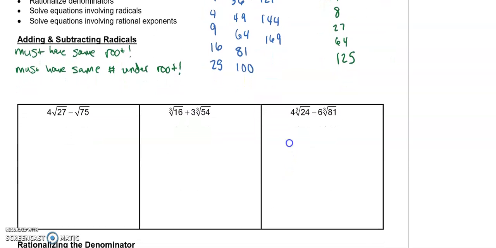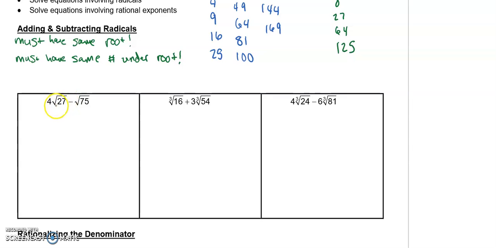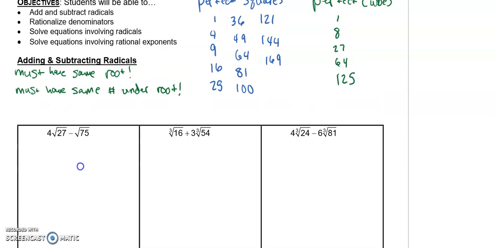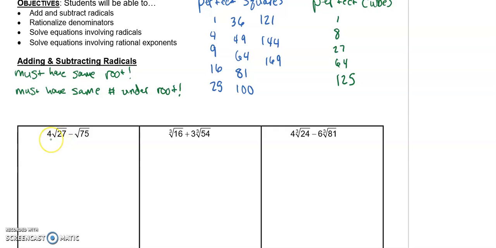So first things first, I have 4 times the square root of 27 minus the square root of 75. These are not the same root. They're both square root, but I don't have the same number under the root. However, we can simplify some things. So 27, I want to have perfect squares under there so I can simplify. Can I split that into factors so that 1 or more are perfect squares? Yeah, I think 9's a perfect square. So let's split that into 9 times 3.